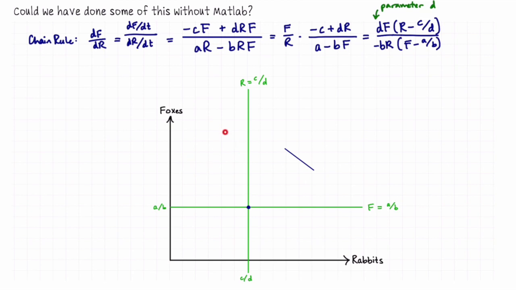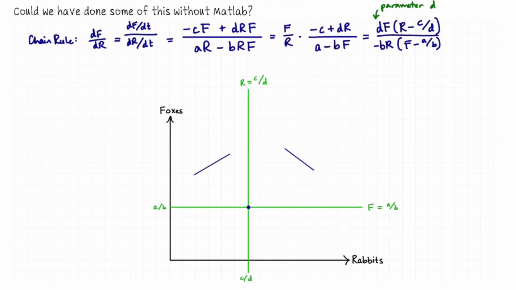If I rotate over here now to the top left, f is still greater than a over b, but r is now less than c over d. So we've switched the sign of the numerator. That means we're going to have negative over negative. Viewed as f as a function of r, we would have a positive derivative in that quadrant. That indicates that your tangent lines would be angled up like that.